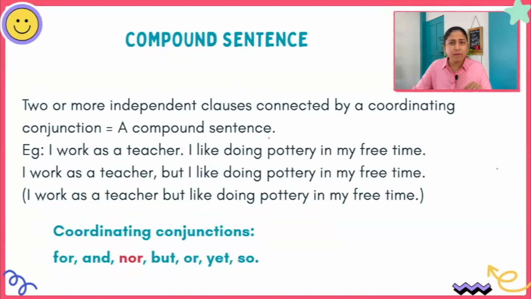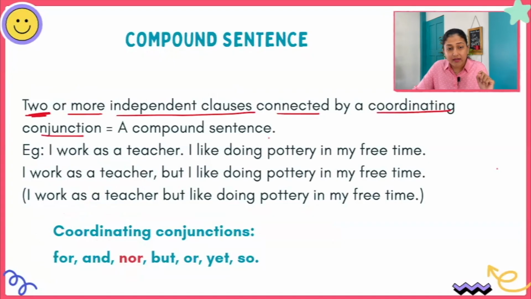Now, what is a compound sentence? Whenever we have two or more independent clauses connected by a coordinating conjunction, we get a compound sentence. Alright, now please don't be confused with these terms, clauses, coordinating conjunctions. We'll understand each one of them in detail in this lesson itself. Alright, so let's leave alone the word clauses for now. Let's talk about coordinating conjunctions.